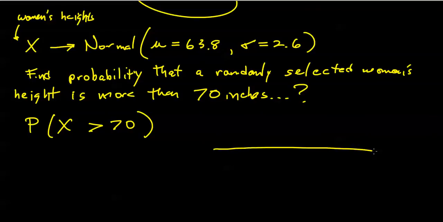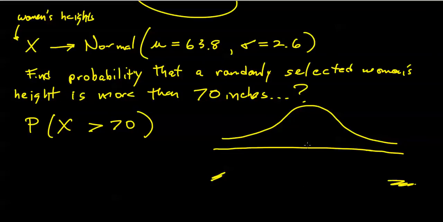Pictorially, there's my distribution of women's heights. Some women are tall, some women are short. Most women are somewhere in the neighborhood of 63.8 inches. Now, what does greater than 70 mean? Well, since greater than 70 means to the right of 70 on this scale, so I'll put 70 up here, and the total area under this non-standard normal distribution between 70 and really positive infinity in theory will be our sought after result.